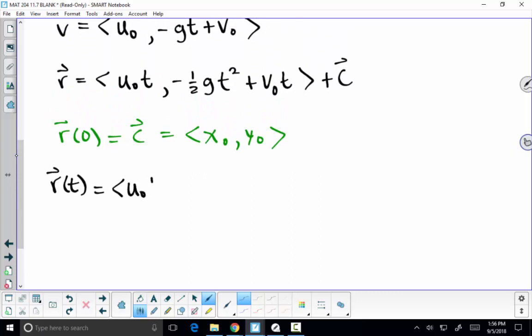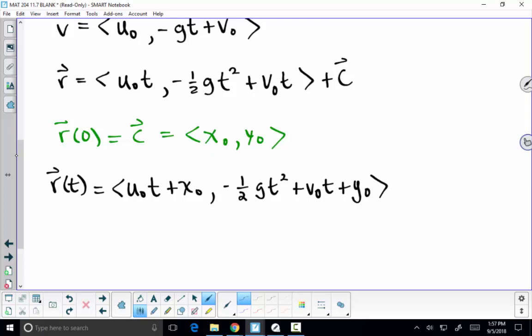So this tells us then that our position function building from gravity, we're going to have u naught t plus x sub 0, comma, negative 1/2 g t squared plus v naught t plus y sub 0. So that is our position vector, where we assume that we're starting at x naught, y naught with some initial velocity of u naught, comma, v naught. So there's our position.